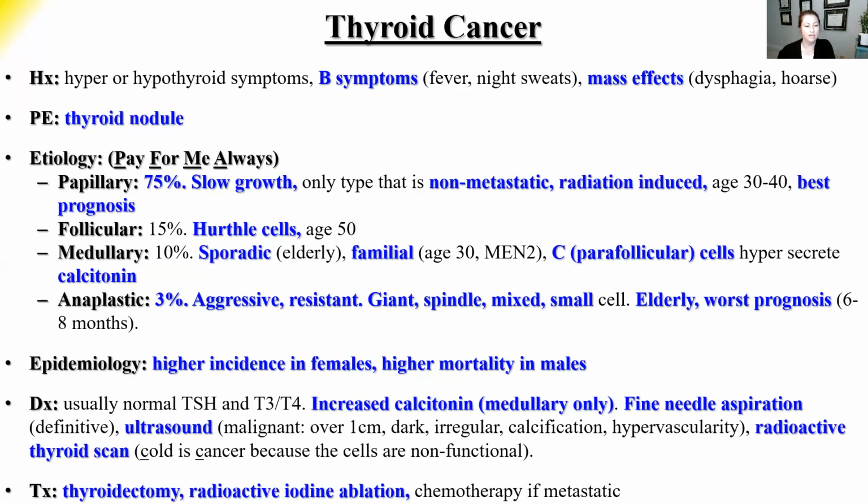Radioactive thyroid scan, if it's cold, meaning the nodule does not light up, it's usually cancer, because those are non-normally functioning cells. So it's cold, it's not hot, it's not functioning. Treatment for this: thyroidectomy, radioactive iodine ablation, depending on what type cancer it is, and then chemotherapy if it's a metastatic type of cancer.